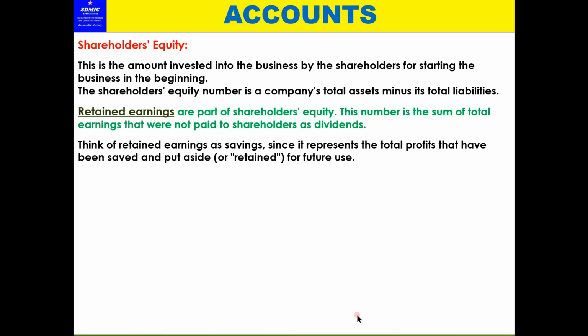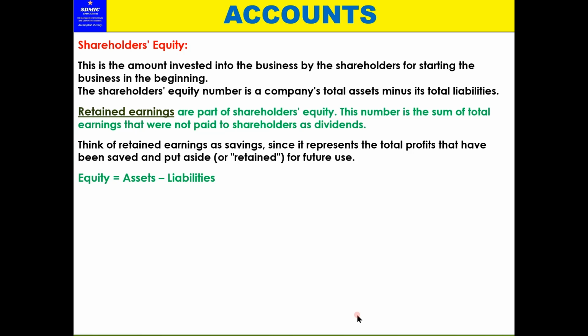In it, general reserve and many other reserves are coming, and along with that, the profit and loss account balance profit will be added to that. So that is called retained earnings. Think of retained earnings as savings, since it represents the total profits that have been saved and put aside or retained for future use. Now the balance sheet formula is assets is equal to equity plus liabilities.